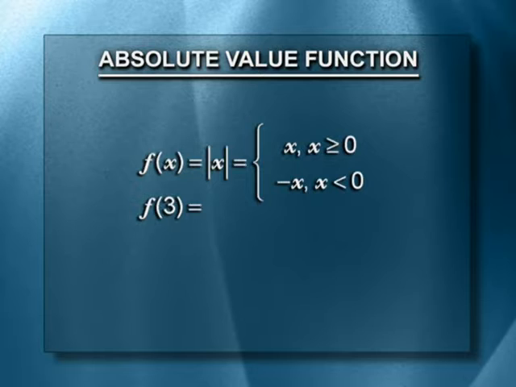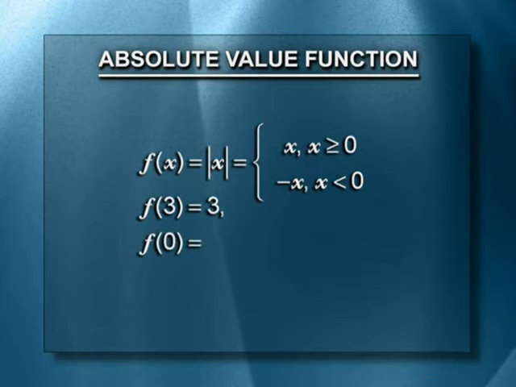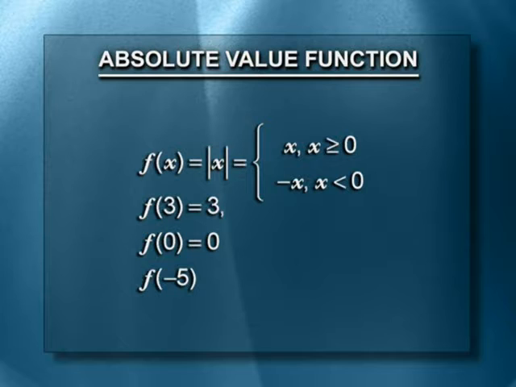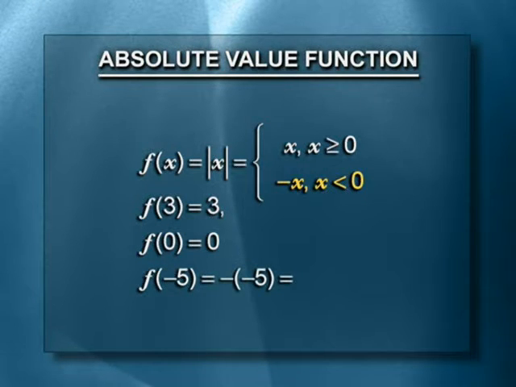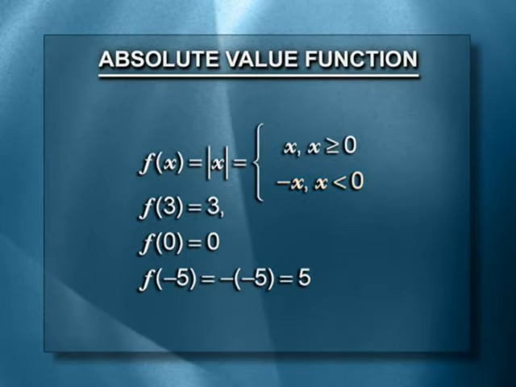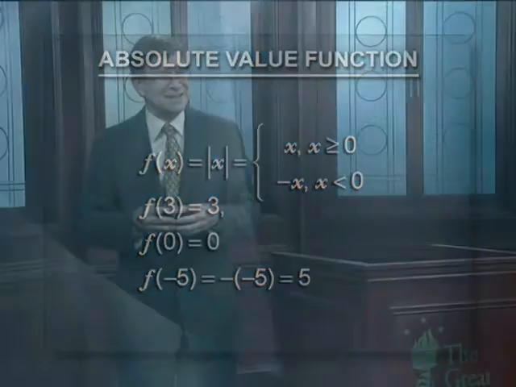What's f of 3? Well, 3 is positive, so f of 3 is 3. What's f of 0? That's greater than or equal to 0, so f of 0 is 0. Now comes the tricky part. What's f of minus 5? Well, the definition says because minus 5 is less than 0, the output will be minus x, minus minus 5, which makes it positive. In other words, the absolute value of a number is always non-negative, isn't it?